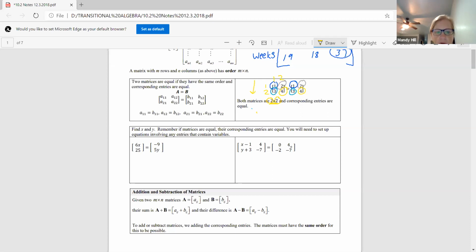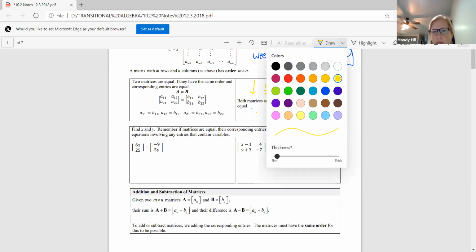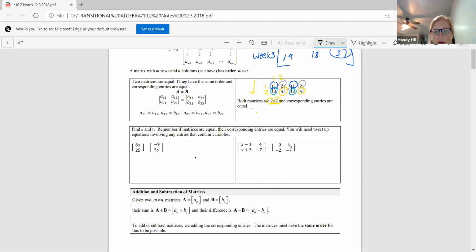This says find x and y. Remember, if matrices are equal, their corresponding entries are equal. And so you will need to set up equations involving any entries that contain variables. So these 6x and -9 are in the same place. So if I want to find x, I could say, well, 6x is equal to -9. 25 and 5y are in the same place on that matrix. So I could say, well, 25 is equal to 5y. We know how to solve these.